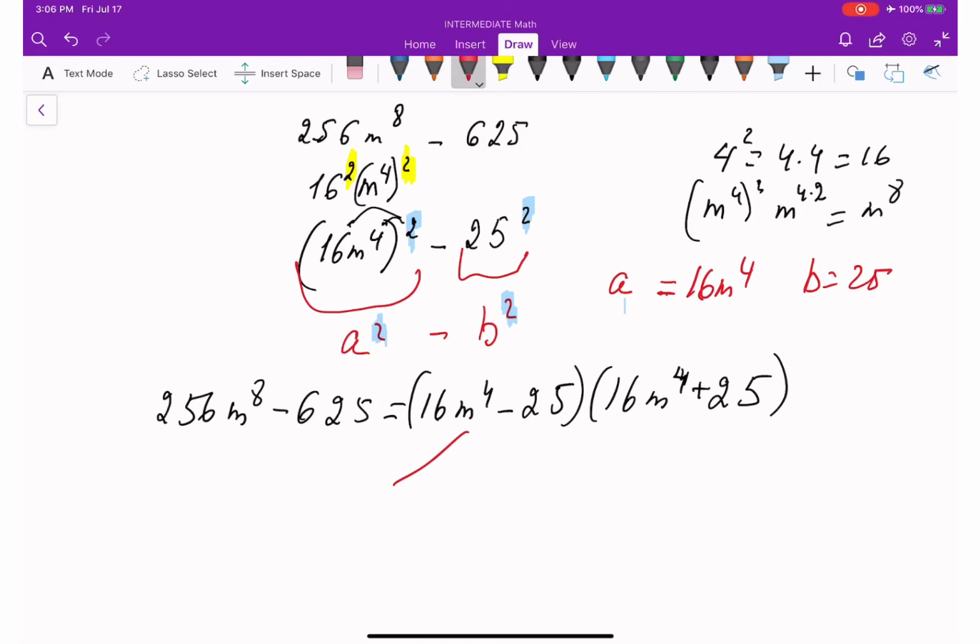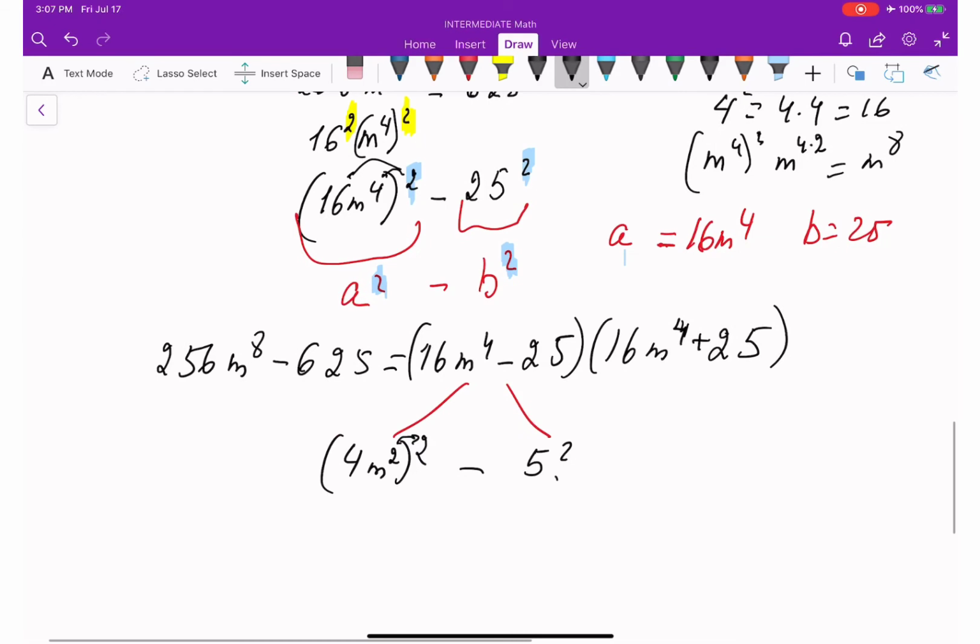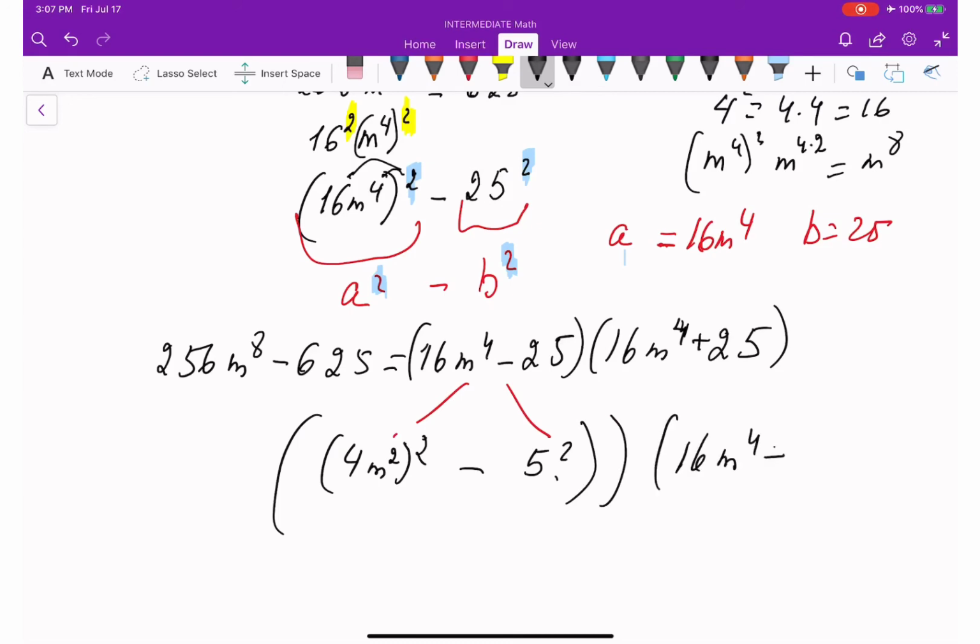Now this one, on the other hand, subtraction, I'm going to break it down. 16m to 4 is going to be 4m squared to power 2, right? And this one is going to be 5 squared. Because square root of 16, I don't want to use the terminology square root because I haven't covered square root yet, that's why. So, which means number 4 squared will be 16, and m squared to power 2 will be 2 times 2 is 4, and 5 squared. So, I'm going to write down like this. Let me clean this square nicely, okay? And times 16m to 4 plus 25.